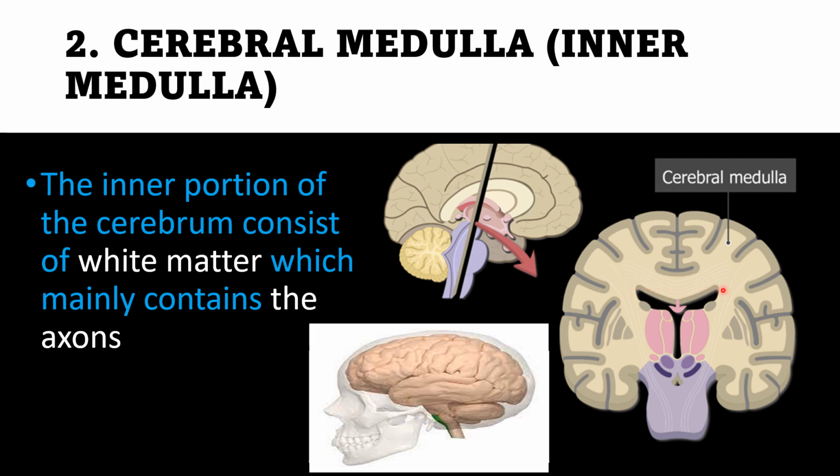This white matter contains axons of neurons. Always white matter contains axons of neurons. You have to remember in cerebrum, grey matter is in the outer cortex region and the white matter in the inner medulla region.